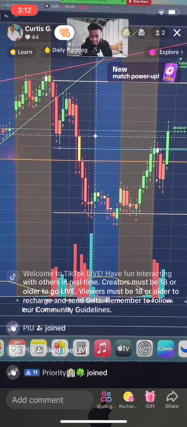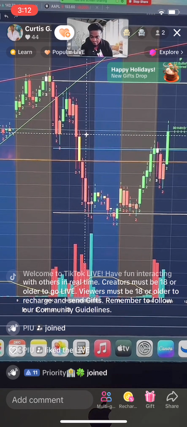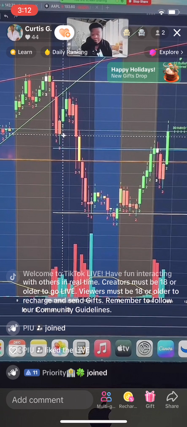And then we'd also look at a little bit of support and resistance. We see that it's kind of broken past this resistance. And remember, resistance becomes support and support becomes resistance. But this is for our newbies only.